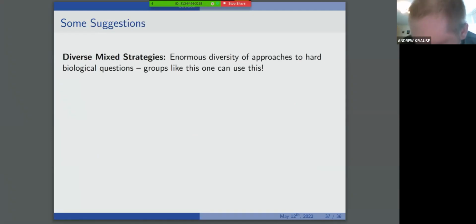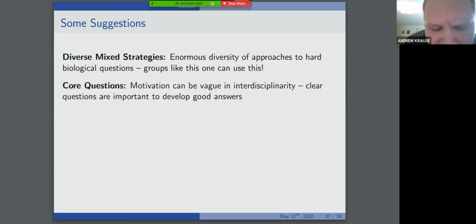So some suggestions, right? These are all very idiosyncratic and very personal. As I said, I strongly endorse this idea of diverse mixed strategies, talking with many different people, even competing in some sense, right, of different perspectives. I think this is what we need to do to really understand these harder biological questions of form and function, of where things come from. I think it's important to really try and be specific about what the question we're asking is.